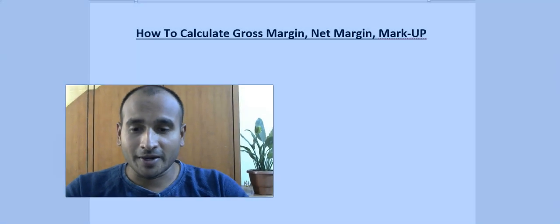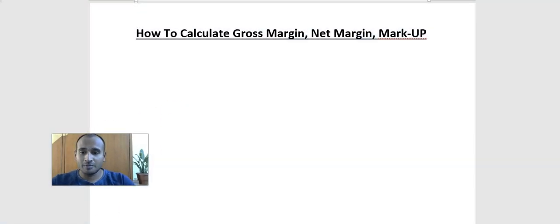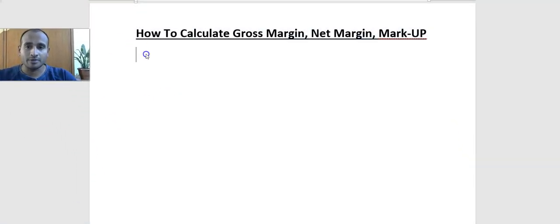So let's understand how you are going to calculate gross margin, net margin, and on a markup rate. If you already know it, you are a genius. All right, let's go. So now, how are you going to calculate gross margin? The gross margin formula is bill rate minus pay rate. Simple. This is gross margin.